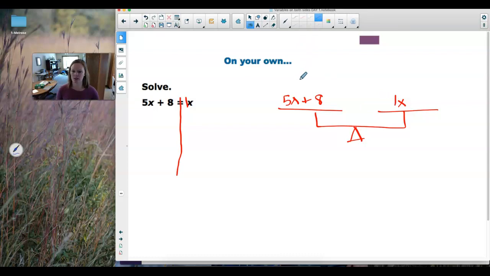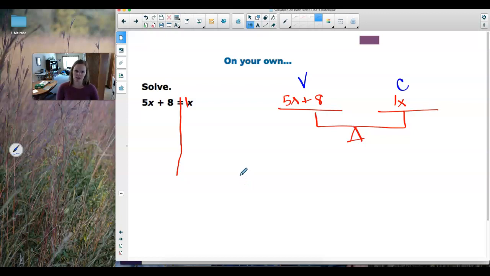I'm going to put variables on the left and constants on the right. Again, it doesn't matter which you choose. I just tend to pick that way. So I need to get rid of this 1x. I need to subtract 1x from both sides. And we end up with 4x plus 8 equals, well, there's nothing there, so equals 0.